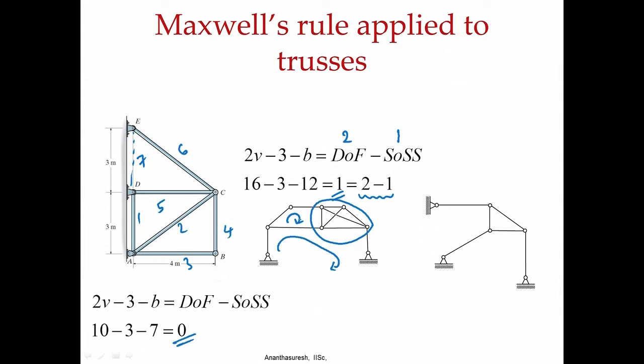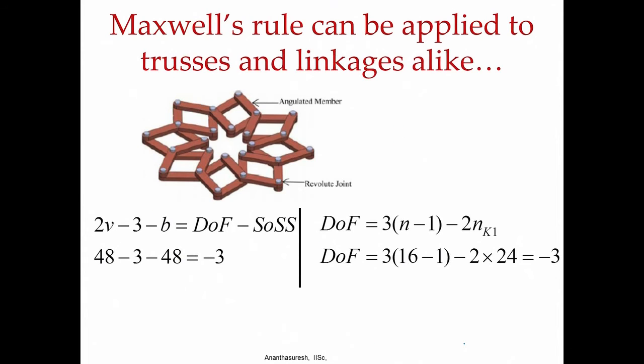On the other hand, if I go to the third example, it turns out to be 0, with 0 degrees of freedom and 0 states of self stress. So, given a truss, even if the formula presents a number here, with Maxwell's rule we do not know how many degrees of freedom are there, or how many states of self stress are there, for which we have to have a method.